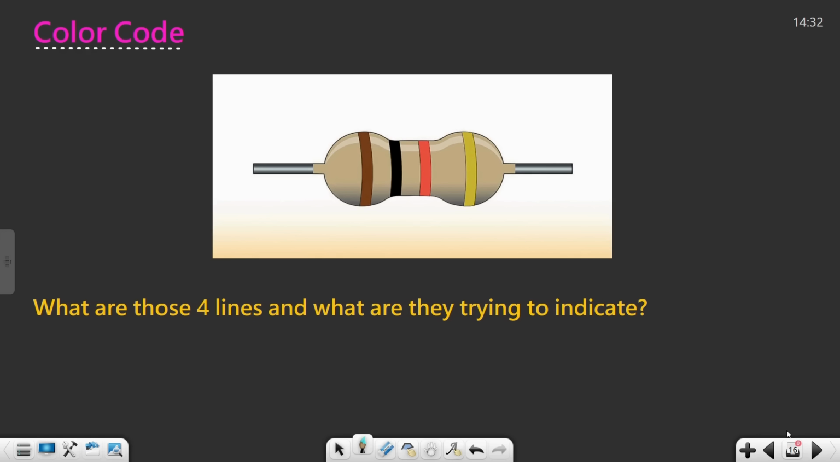Hello engineers, welcome to the new video of the course, and in this particular video we are going to see how exactly we are going to find out the value or the magnitude of any resistor. So first of all, let me show you the resistor. So this is how a resistor looks like.